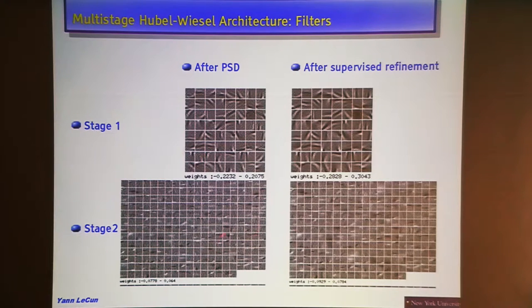So if you train this on natural images, 64 filters of size 9x9, you get those Gabor filters. You can train the second level filters. So here, these are actually the filters. They're not the reconstruction, what the filter reacts to.